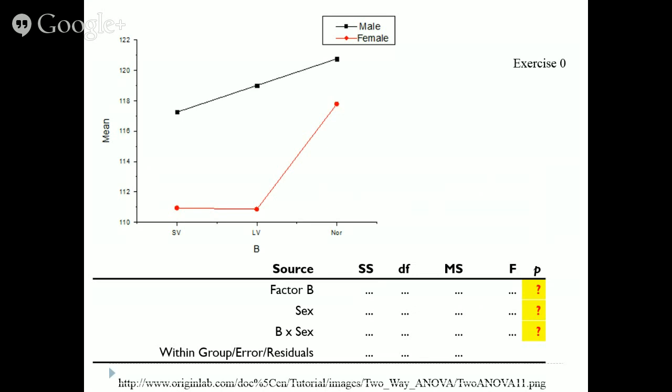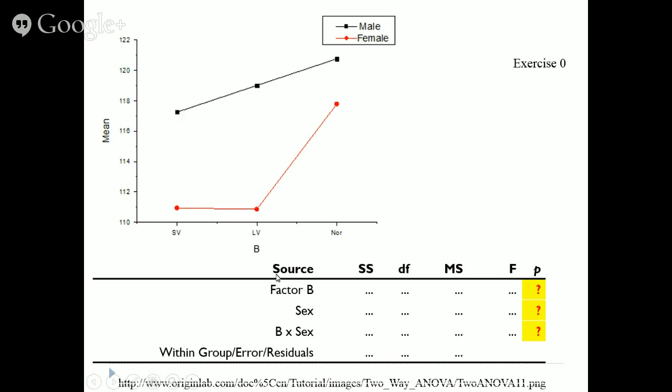So this first one here, look at these means and see if you can guess, like actually pause this and see if you can guess whether there's going to be a main effect of factor B, a main effect of sex, or a main effect of the interaction. Okay, now I'll give my opinion on this.